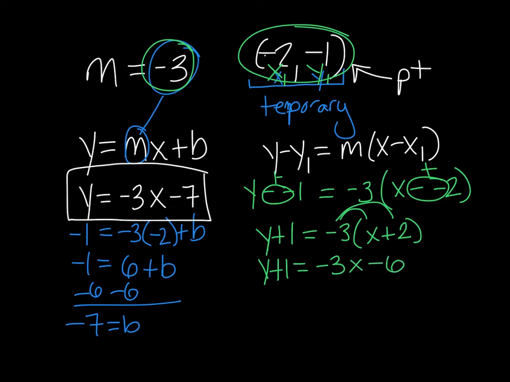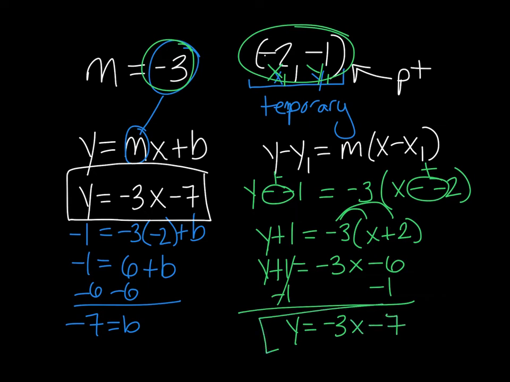And then the whole goal is to get it to be slope-intercept form. So I want it to be y equals, which means I don't want that plus 1. So I'm going to subtract 1 from both sides. All right, so now I got y equals negative 3x minus 7. And you'll notice, hopefully, that we got the same thing. Both equations are the same. I just got there a little bit differently.